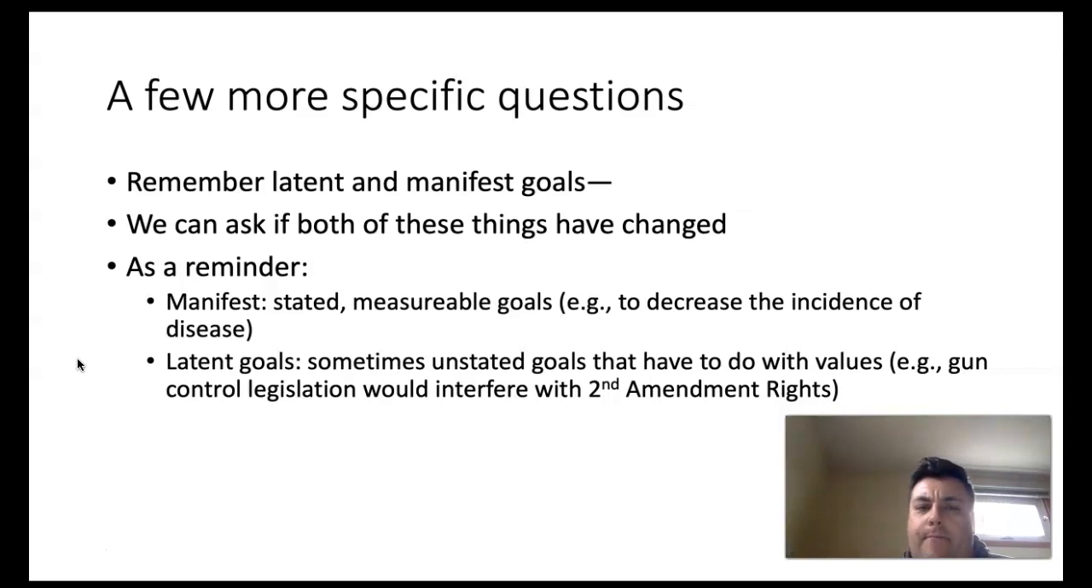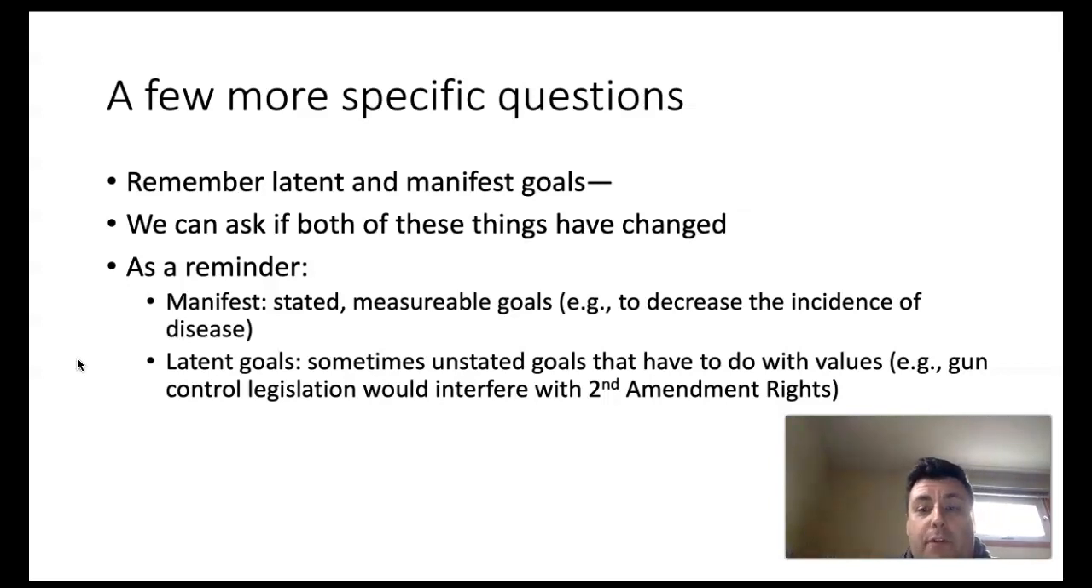Latent goals, on the other hand, are sometimes unstated, but often have to do with values. If you remember way back at the beginning of the semester, which I suppose feels like years ago, one of the examples we gave had to do with gun control legislation. People who oppose gun control legislation often cite a social value. It would interfere with our Second Amendment rights, which have to do with the ability to protect ourselves from the tyranny of government, things like that.